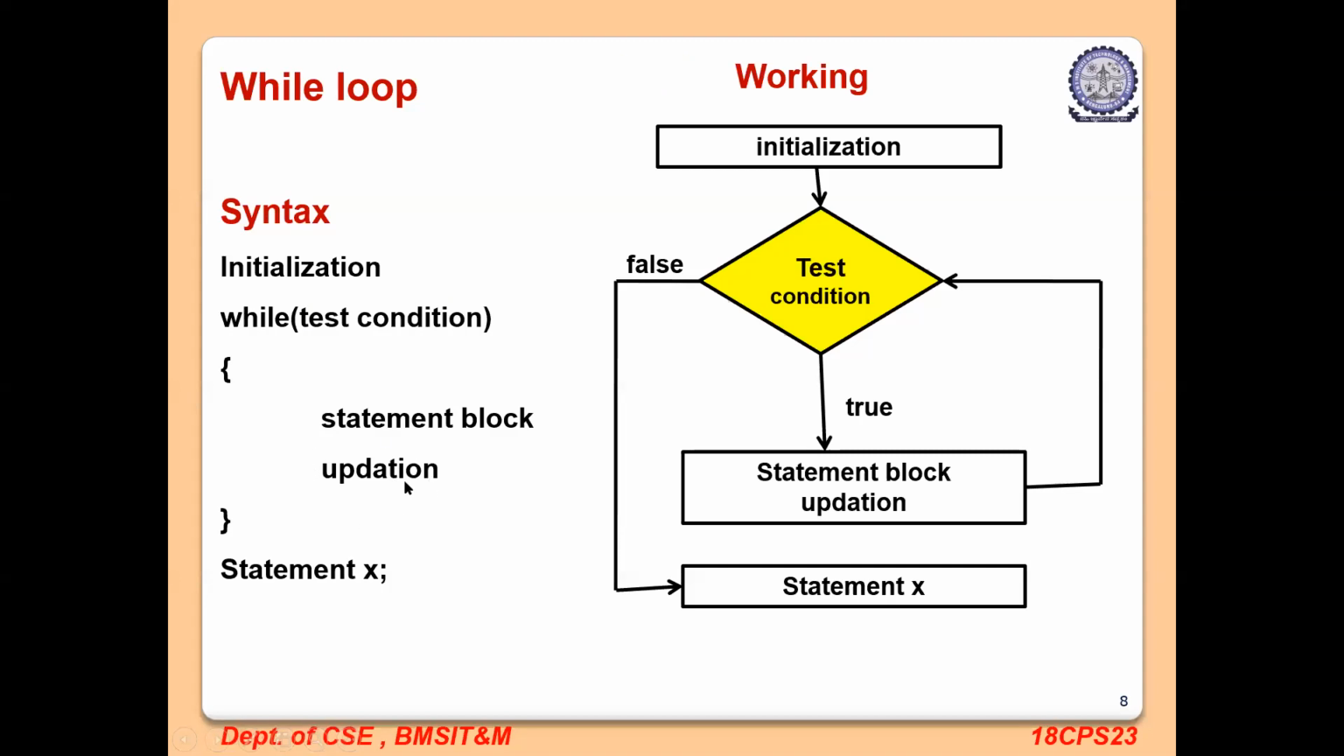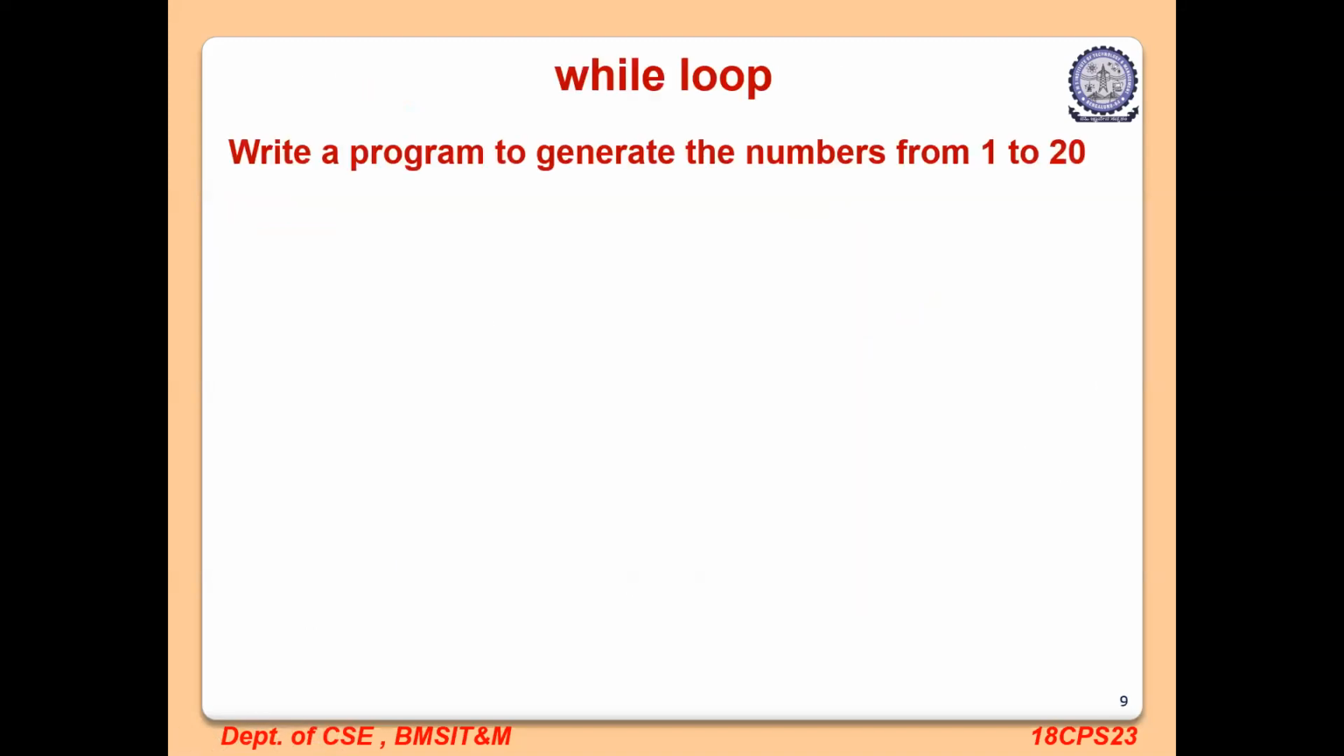Now this updation statement makes sure that at least once the condition will evaluate to false, so that the control comes out of the while loop, or else it becomes an infinite loop. This updation statement can be either an incremental statement or a decremental statement. Let's come back to the program that generates numbers from 1 to 20.